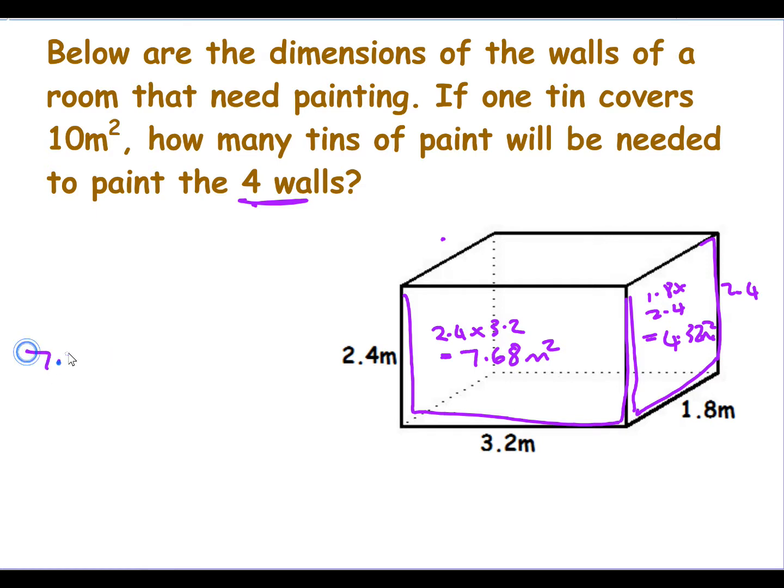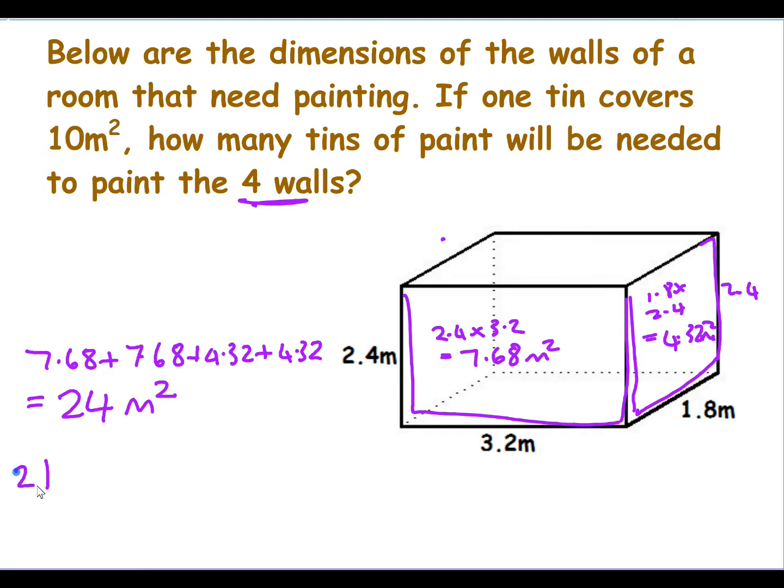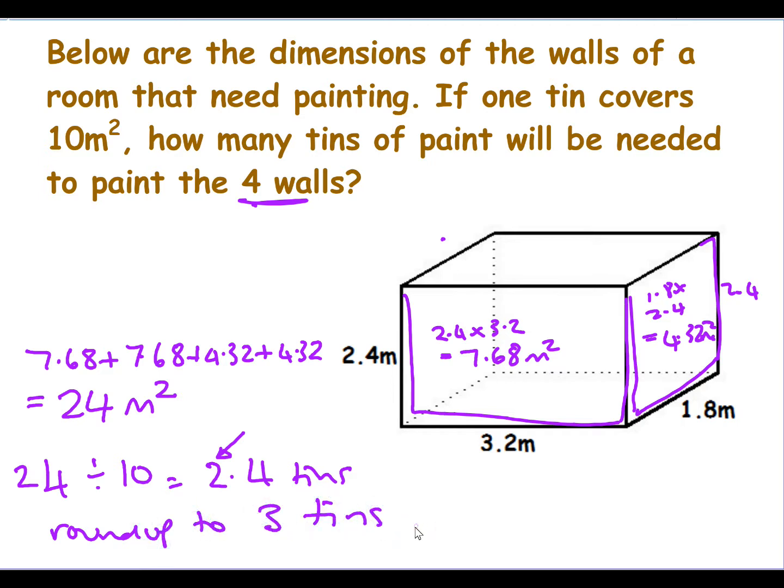So we know one of the walls is 7.68 at the front, therefore the back must be 7.68. We know the right hand wall is 4.32, so the left hand wall must be 4.32. So the total surface area for those 4 walls is 24 meters squared. So answer the question. 24 divided by 10 equals 2.4 tins. So we can't use 2 tins. We need to round up to 3 tins of paint.